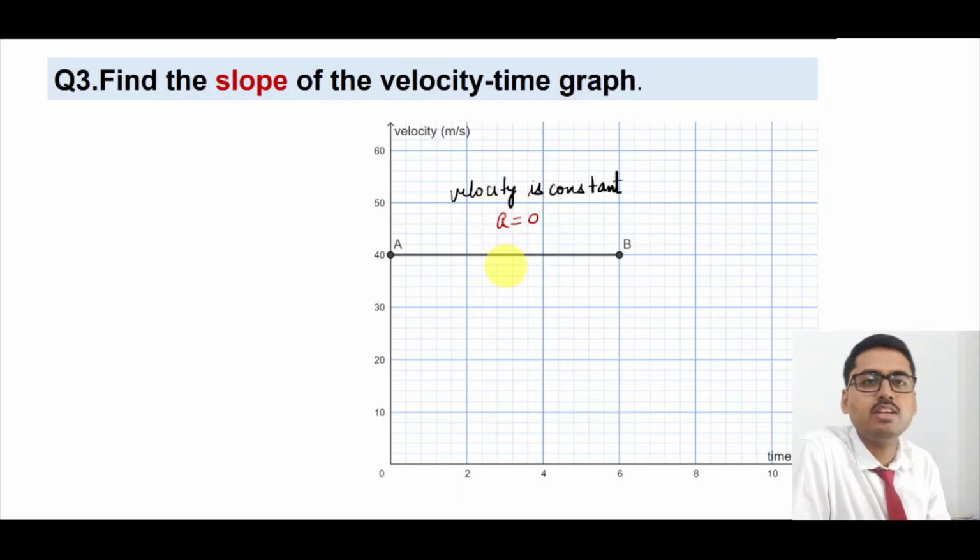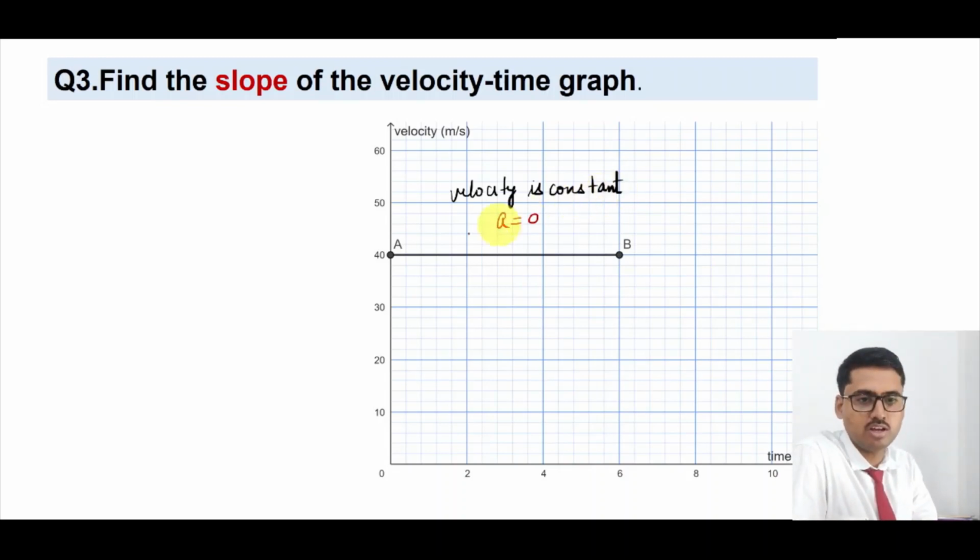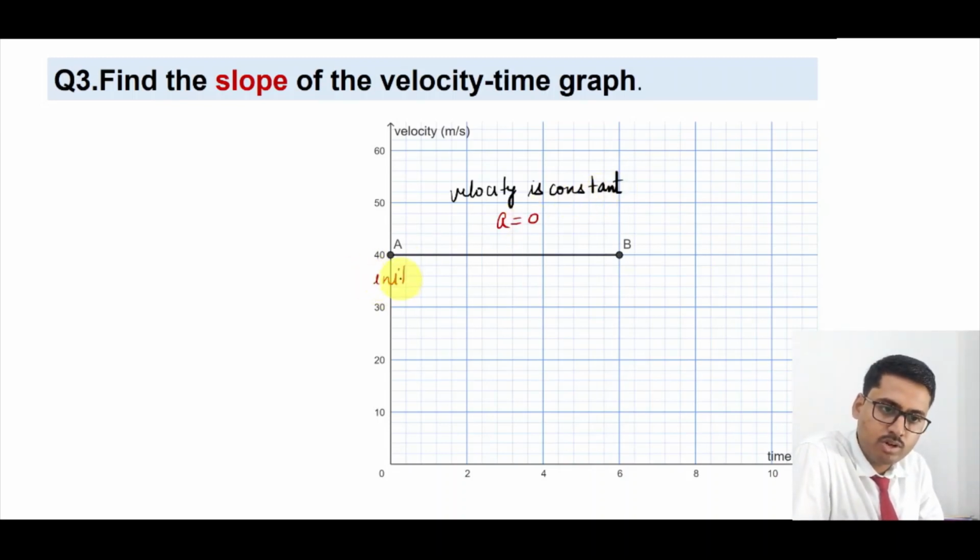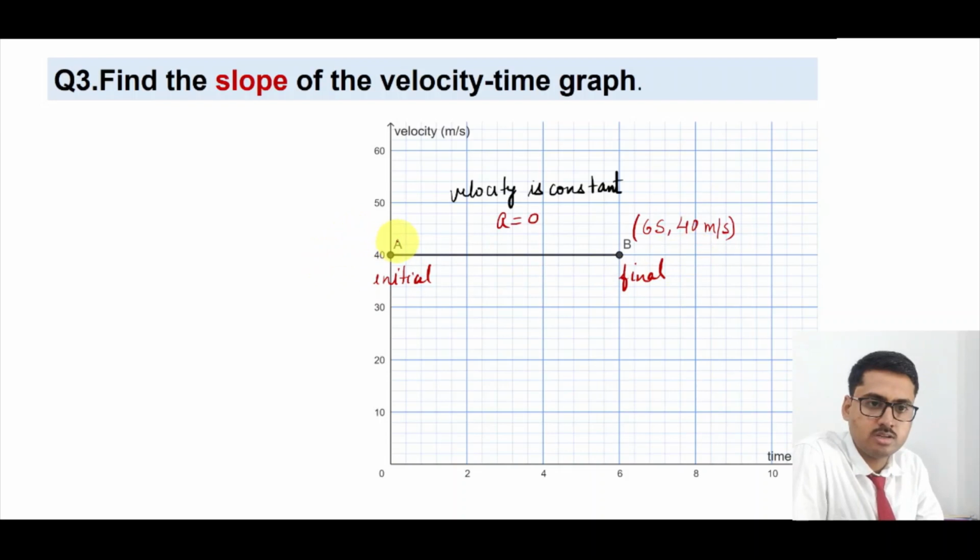But how can we calculate using the formula? So let A be your initial point and B be your final point. Now this time I am going to write the coordinates of A and B. We first write the coordinate of time and then velocity. So time for point B will be 6 seconds and velocity for point B is 40 meter per second. Similarly for point A, this will be 0 seconds and 40 meter per second.